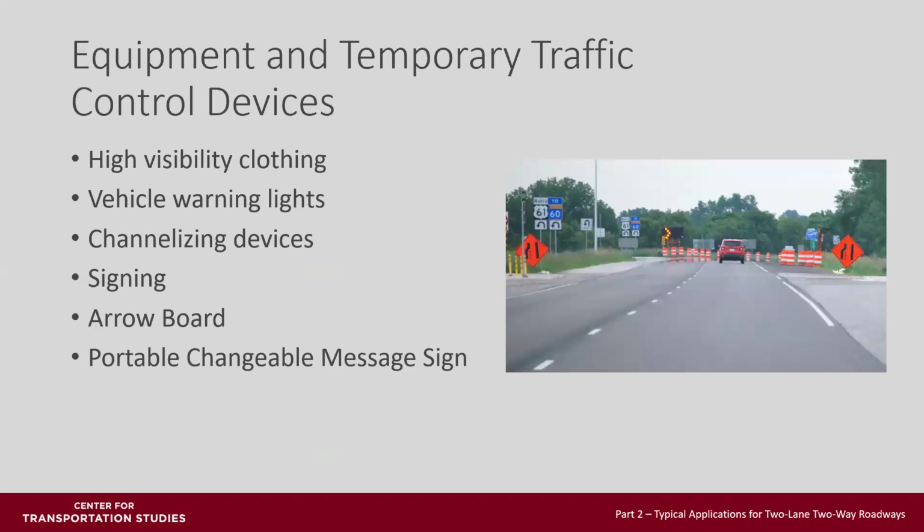Equipment for temporary traffic control devices was highlighted in part 1. And if you missed that, you can go back and look at that recording and see that, including high visibility clothing, vehicle warning lights, channelizing devices, signing, arrow boards, and portable changeable message signs.